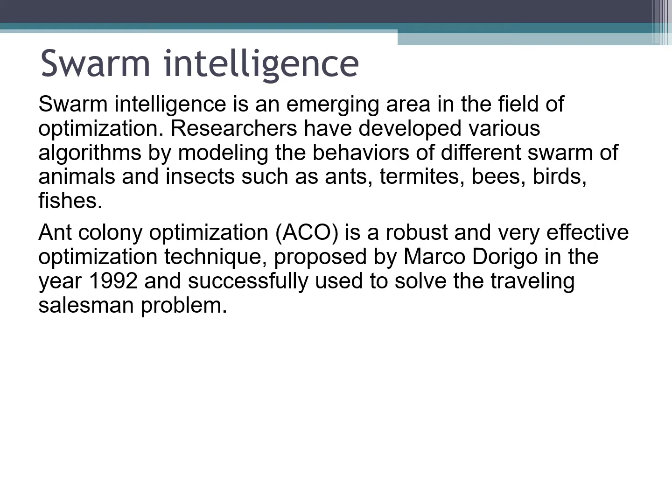Researchers have developed various algorithms by modeling the behavior of different swarms of animals and insects such as ants, bees, termites, birds, fish. Ant colony optimization, ACO, is a robust and very effective optimization technique, proposed initially by Marco Dorigo in 1992. And then successfully used to solve the traveling salesman problem.